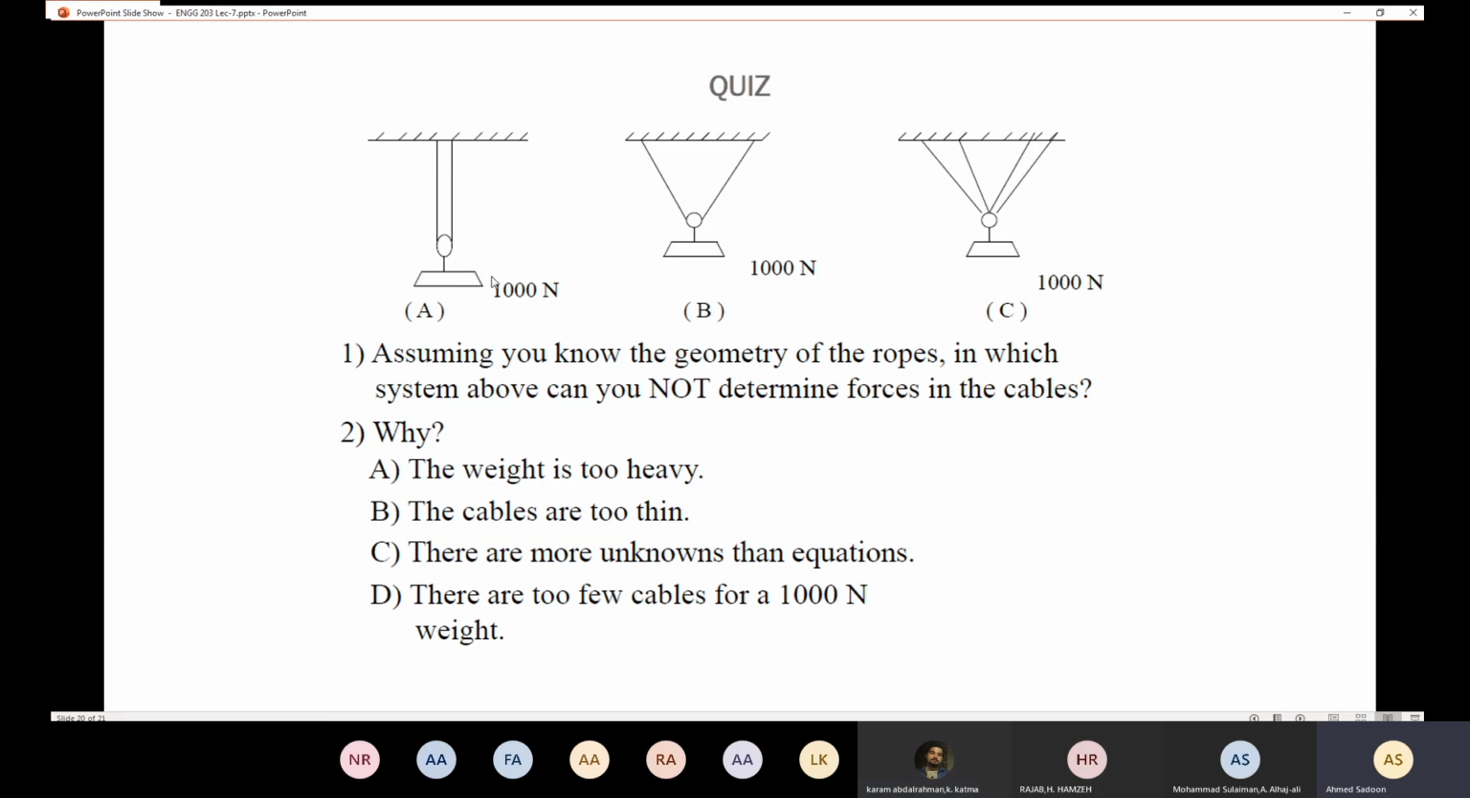And one known, which is the weight. I already know the weight, and I have two equations. So if I have two unknowns and two equations, I can easily solve the problem. While here, if I draw the free body diagram, how many unknowns am I going to have? Four unknowns. And how many equations do I have? Two. So it cannot be solved. So the answer is that there are more unknowns than equations, in number C.